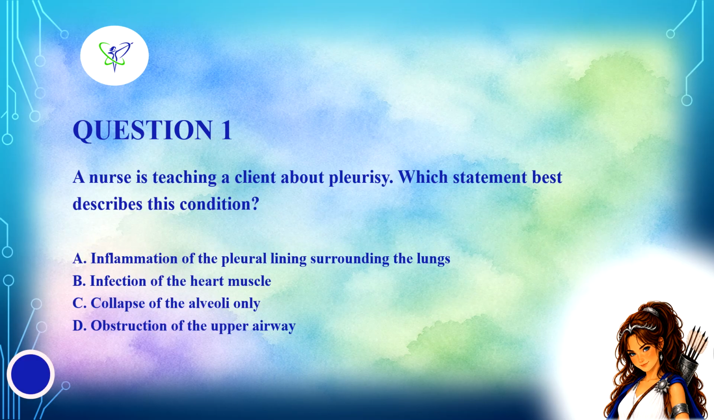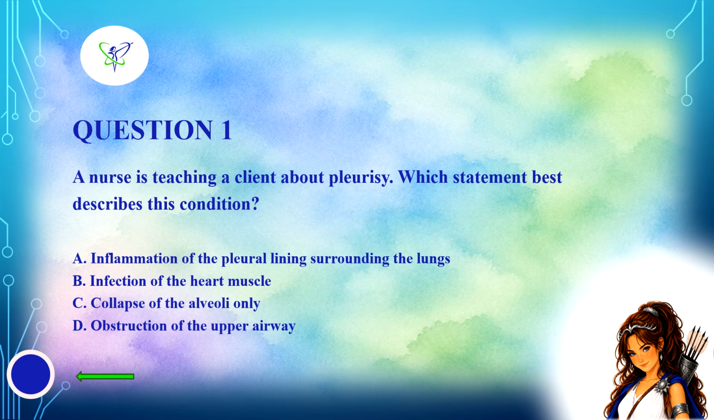Question 1. A nurse is teaching a client about pleurisy. Which statement best describes this condition? A. Inflammation of the pleural lining surrounding the lungs. B. Infection of the heart muscle. C. Collapse of the alveoli only. Or D. Obstruction of the upper airway.